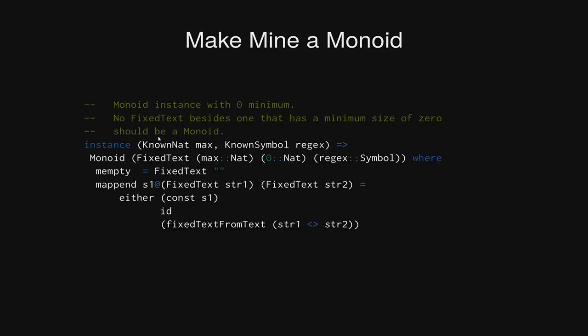So what we're doing here is defining our fixed text to be a monoid. Well, the first thing you can tell if you're going to make something a monoid and you know it has to have an empty member, probably your minimum can't be anything besides 0. Or at least that's the way I felt about it. So I made my minimum 0. So any fixed text that's a monoid has to have a minimum of 0.